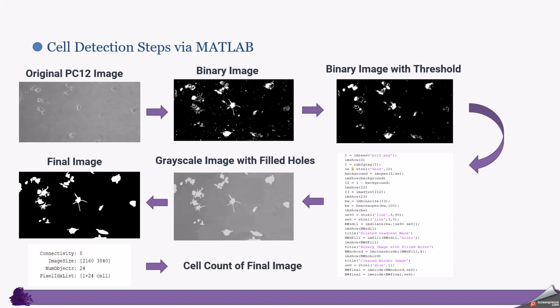In the cell detection algorithm, we converted the original PC12 image into binary by adding a threshold. We scanned the background with the strel disk function and extracted it from the original image. Then we created the dilated gradient mask by adding dilation to the picture. After that, we obtained a grayscale image with filters by using the imfill function to fill the space inside the cells and the imclearborder function to highlight the borders of the cells. Finally, using the connected component function, we counted each mask that does not touch the others as a cell and reached the number of total cells.